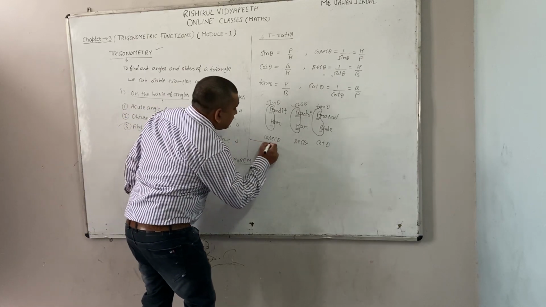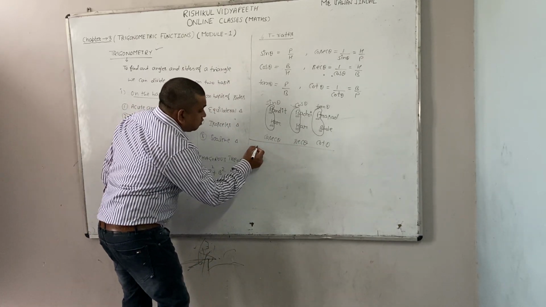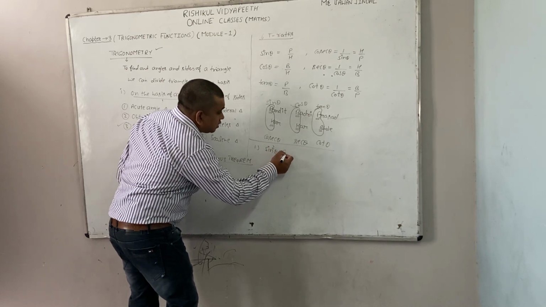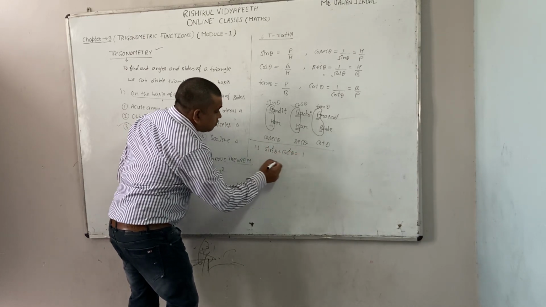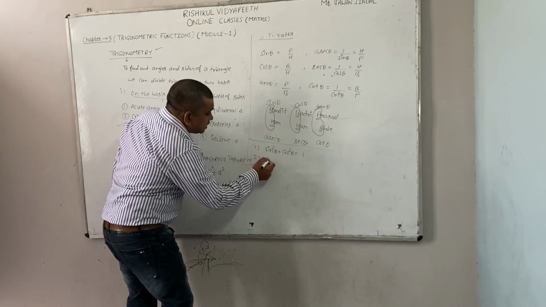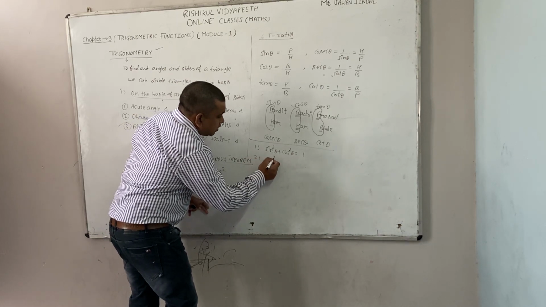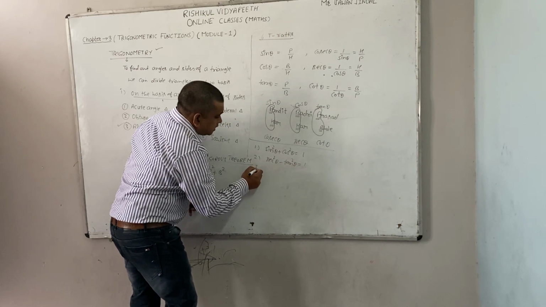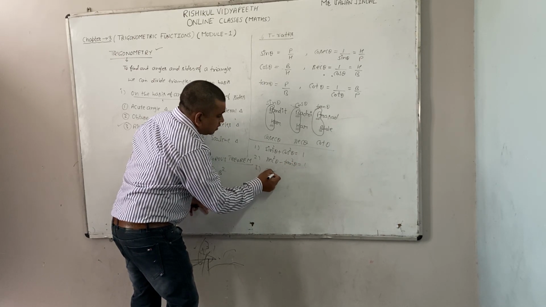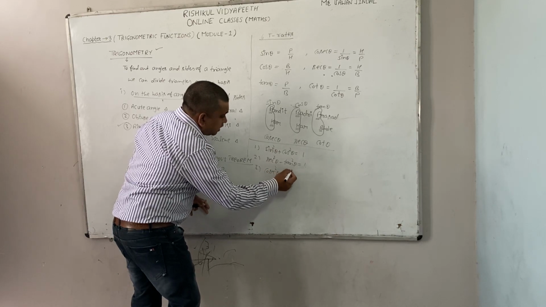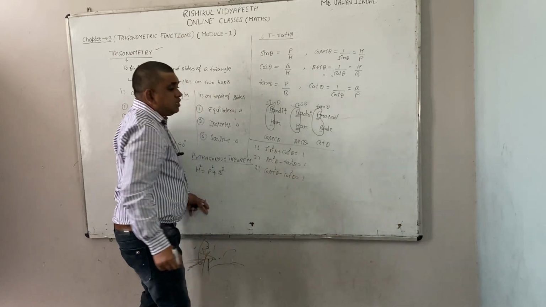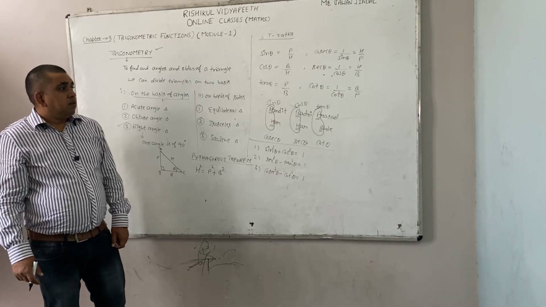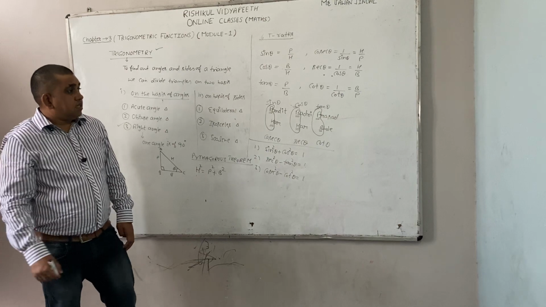You have learned 3 identities also. First identity was sin square theta plus cos square theta equal to 1. Second was secant square theta minus tangent square theta equal to 1. Next is cosecant square theta minus cot square theta equal to 1. These 3 identities you have learned in your 10th class. What more have you learned in your 10th class? I am telling you.